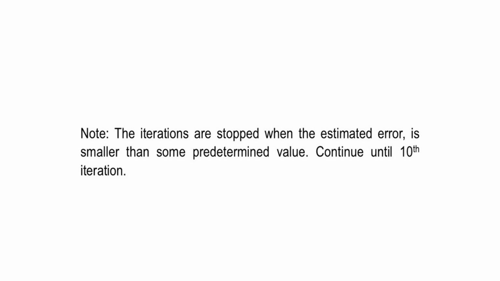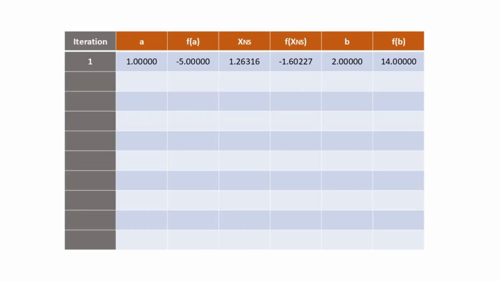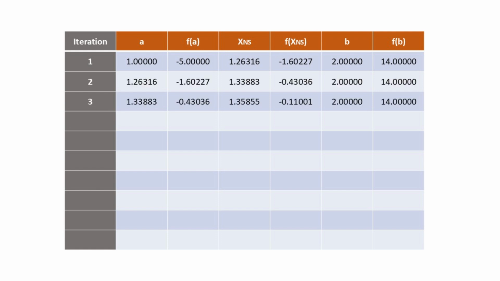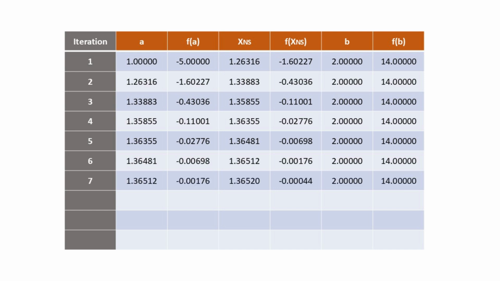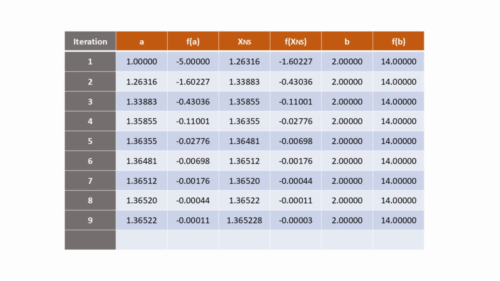For accurate results, we can use Microsoft Excel. Based on the computation up to the 10th iteration, the resulting value of x sub ns is 1.365230, with the resulting function value of minus 0.00001.